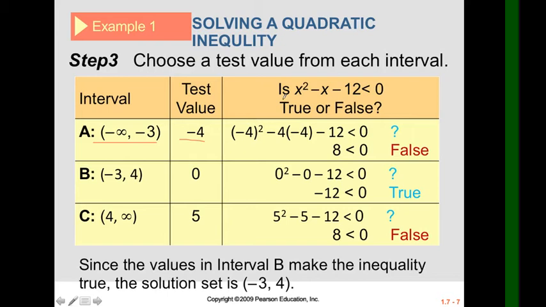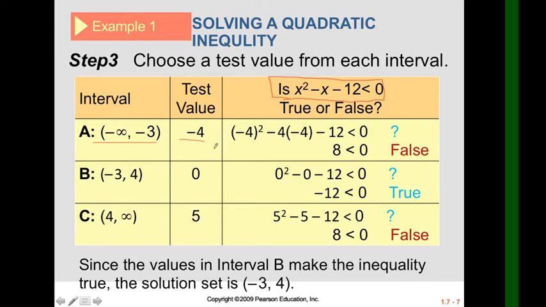And then, this is our equation kanina, right? Ito yung equation natin, inequality natin kanina. We have x squared minus x minus 12 less than 0. So, ipapatunayan natin kung totoo siya or hindi. Using letter A interval. That's negative 4 ang kinuha natin. Kahit anong number, basta negative 3 pababa.